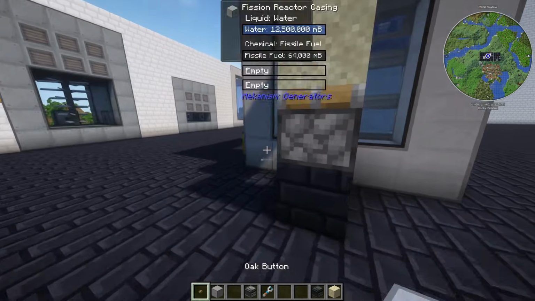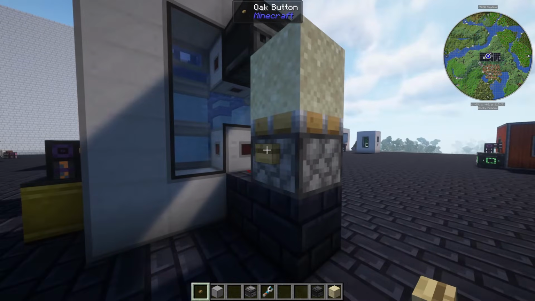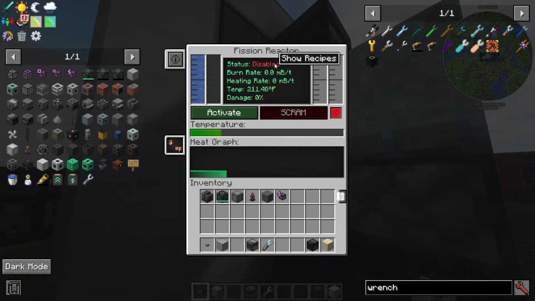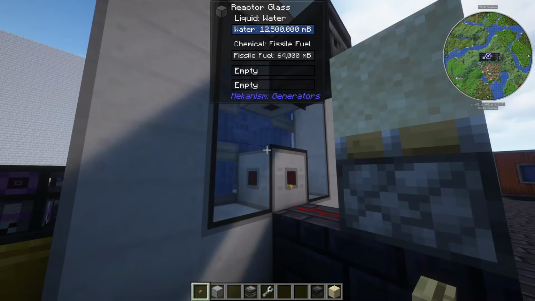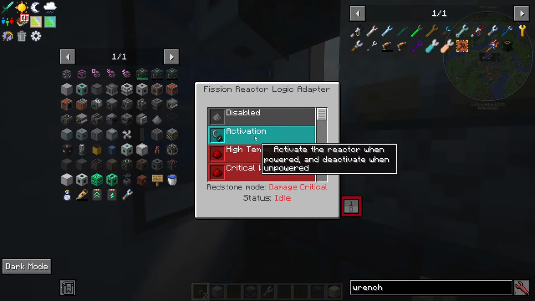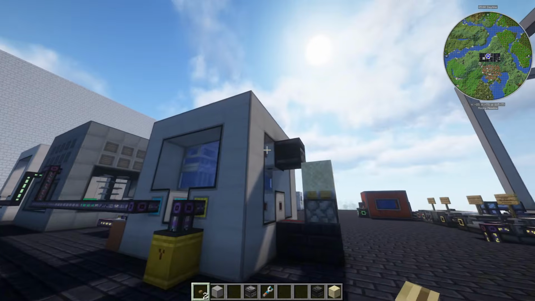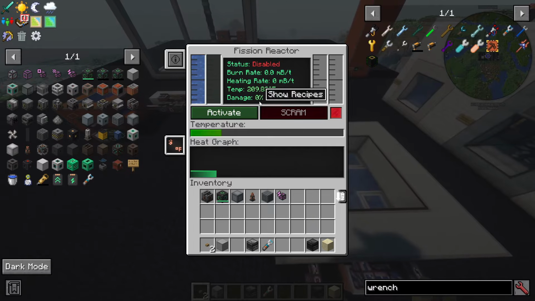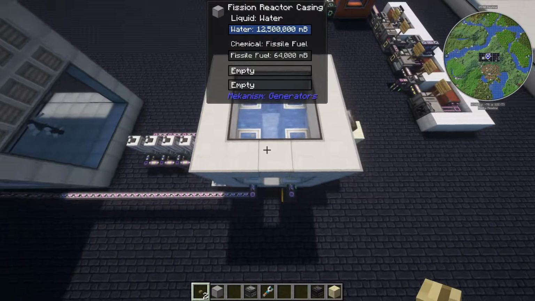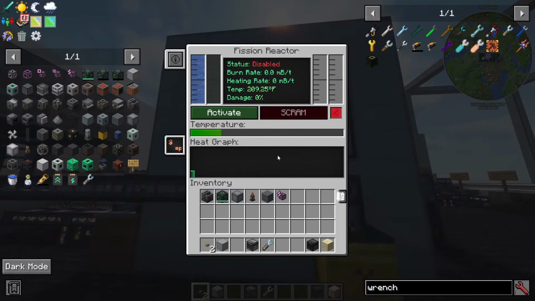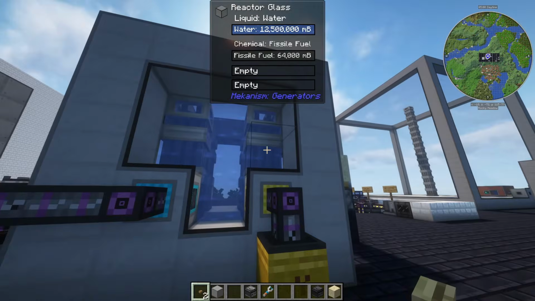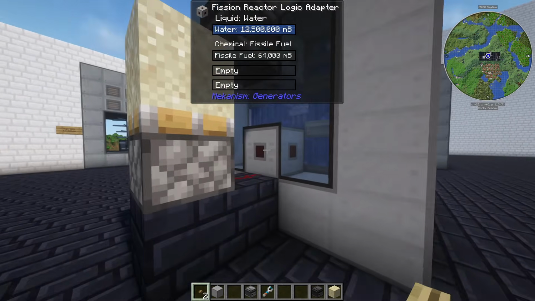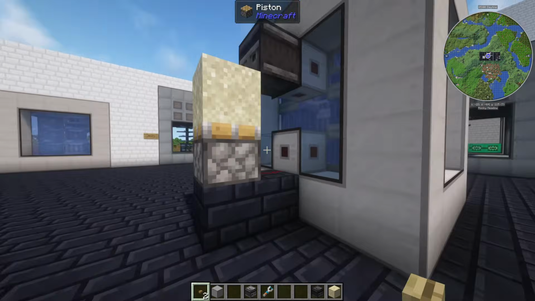Now, if we were to power this piston here, it would then make that observer observe it, and it would then disable the fission reactor. And because this is set to damage critical, if the fission reactor ever receives a ton of damage, as you can see right now, it has no damage, but say it fills up with nuclear waste on accident, which would then increase the temperature, which would then start to damage the reactor before it explodes. Theoretically, it would shut off because the observer tells it to.